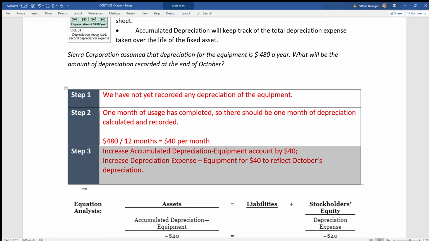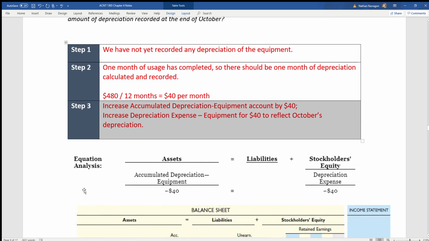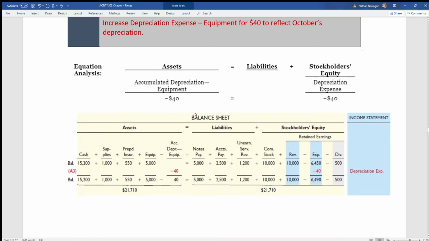Now, since this is a contra account, this is again offsetting or subtracting from another asset, namely equipment this time. So when we look at the equation, notice it is negative 40, basically showing it is decreasing by 40. Same over here for our depreciation expense. So overall, both sides lost $40 in value.